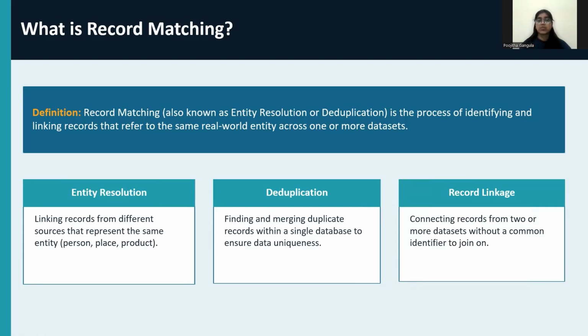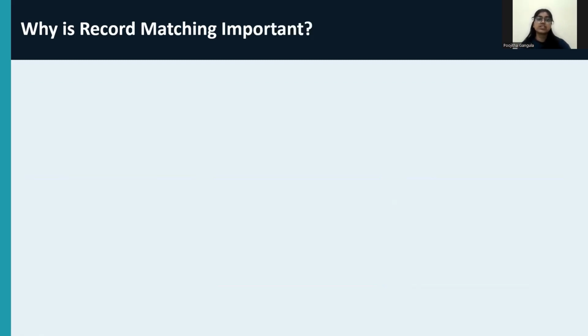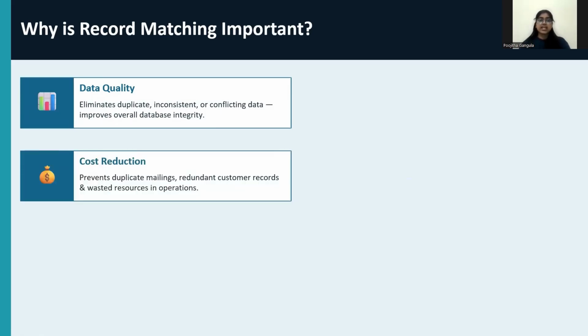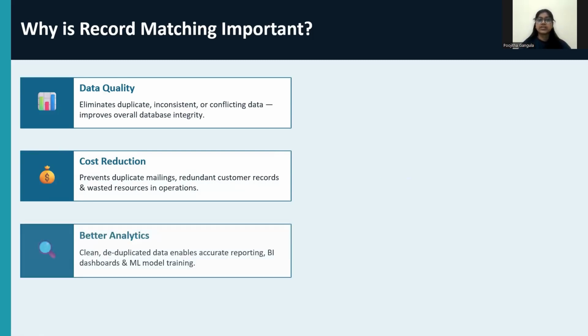Now let us understand why record matching is important. First, it improves data quality. Duplicate or inconsistent data makes the database unreliable. Second, it reduces cost. Companies may send duplicate messages or store unnecessary data, which increases expenses. Third, it improves analytics. If the data is incorrect, the result and decisions based on the data will also be wrong.